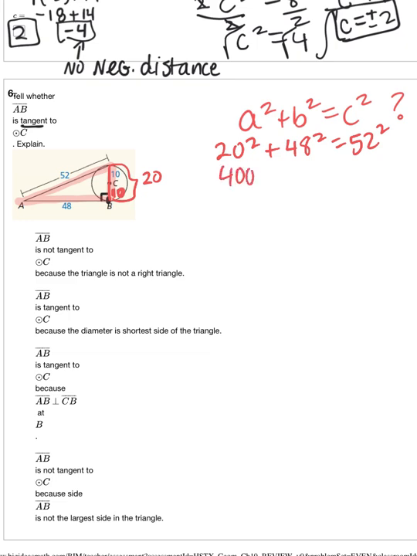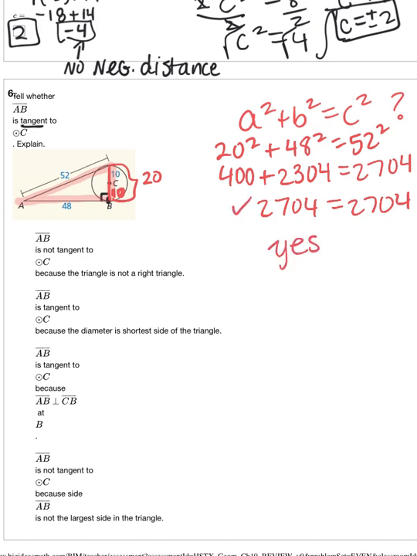So this will be 400, and this comes out to 2304, and this comes out to 2704, and then when you add the left side, you can see the left and the right are equal, so yes, it's a right triangle, which means yes, it's tangent.